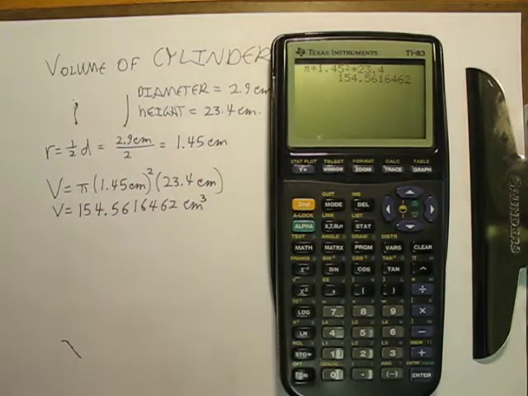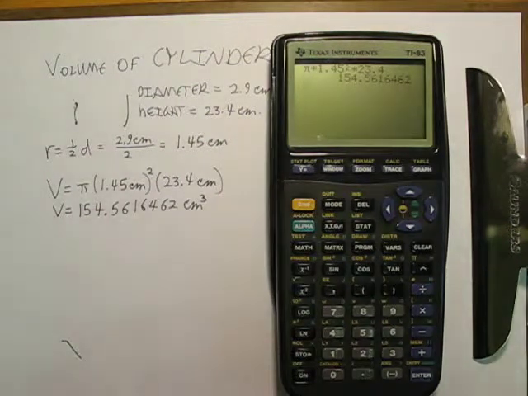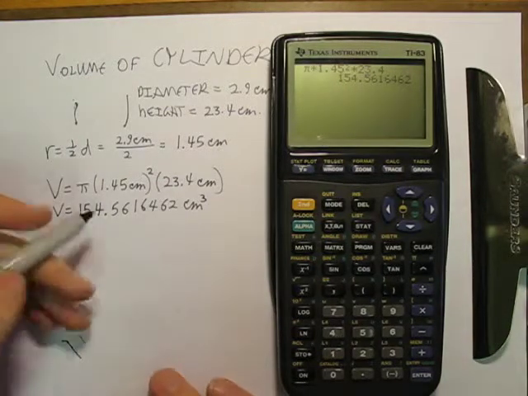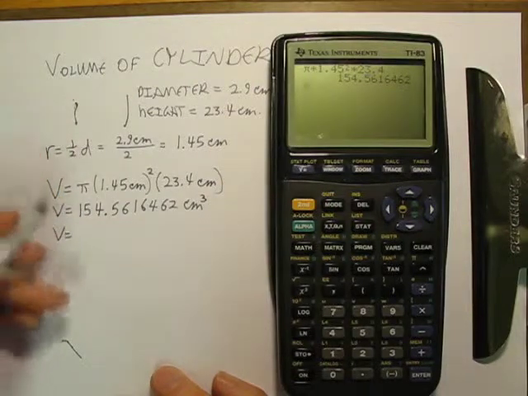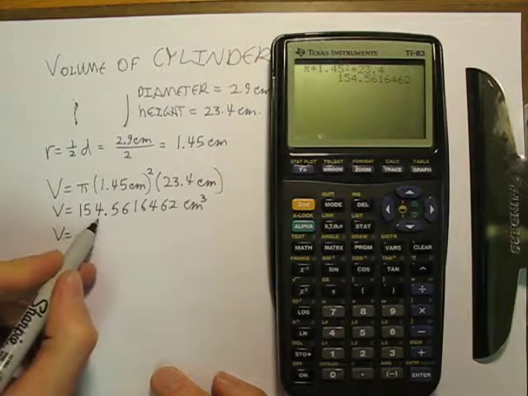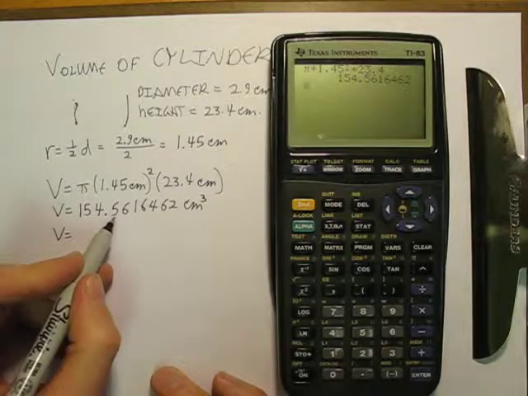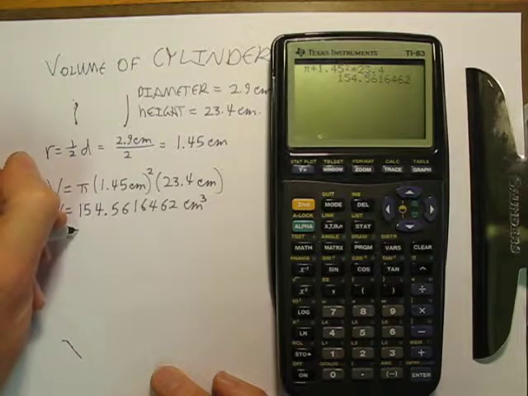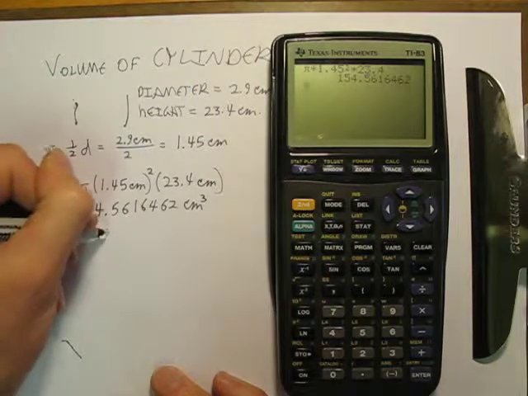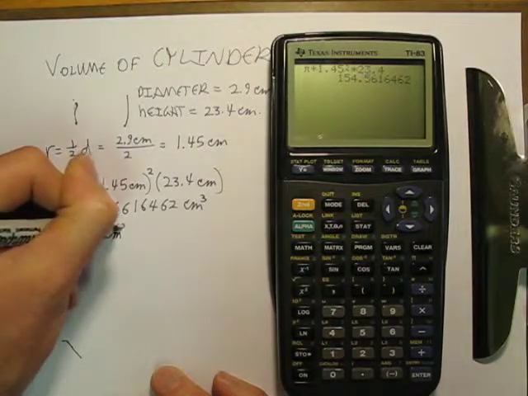But that's ridiculous. Having all those digits is ridiculous. We do not just blindly copy down what the calculator has to say. I'm going to say that we really have at most 3 significant digits. So I'm going to say that my volume is 3 significant digits. So 1, 2, 3. But I have to look to the 4th digit to round. So we're going to round that up. So the volume is 155 centimeters cubed.